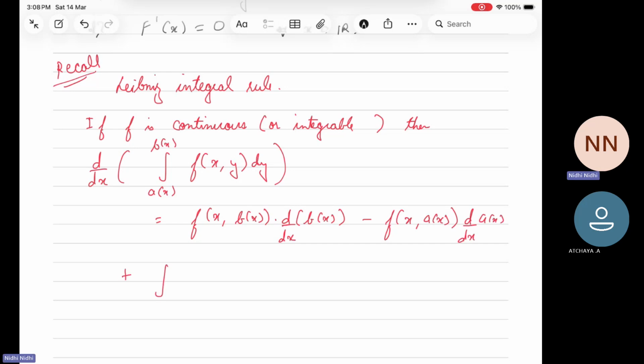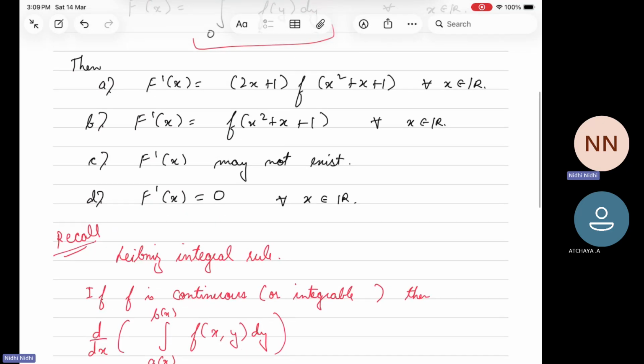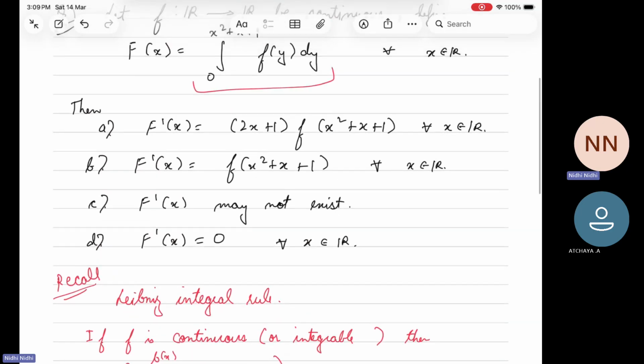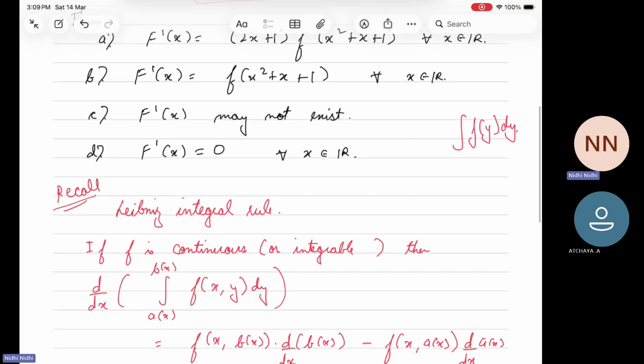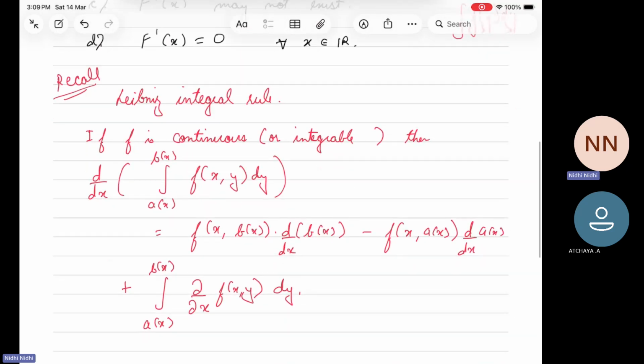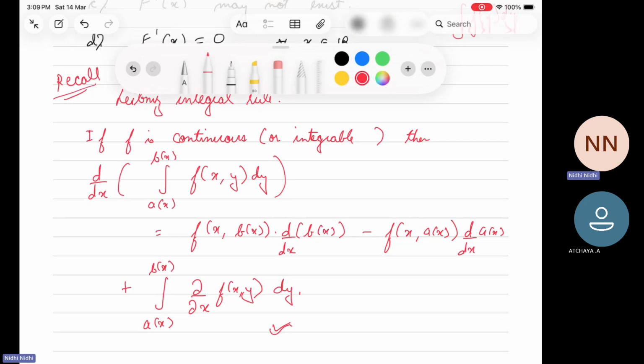plus the integral from a(x) to b(x) of the partial derivative of f with respect to x, dy. In our case, we are integrating some function which depends only on y, so this will eventually be 0. So let's see how our derivative will be.